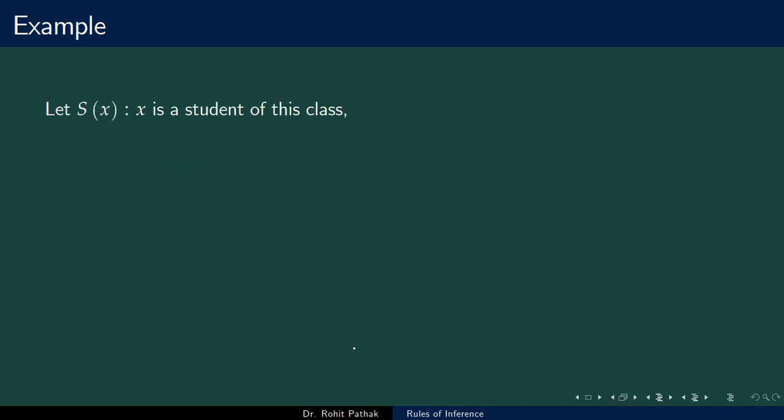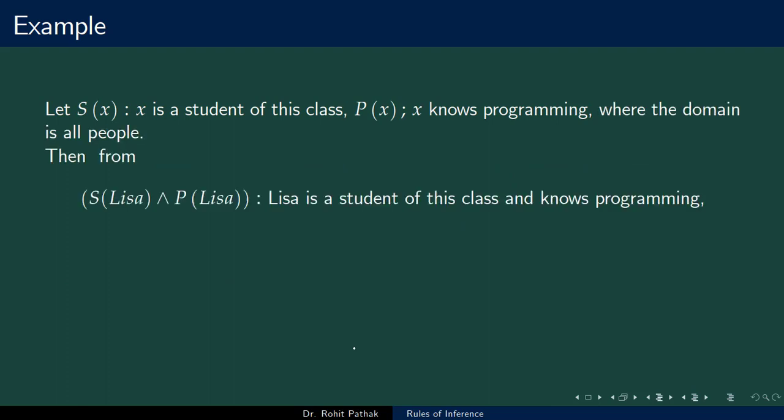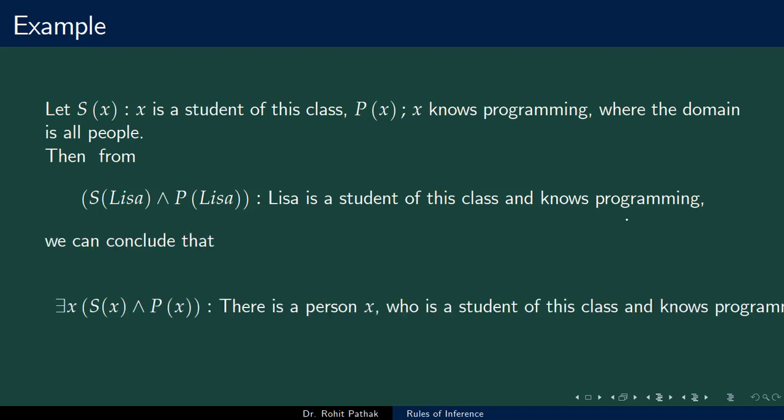For example, let S(x): x is a student of this class, P(x): x knows programming, where the domain is all people. Then from the premises S(Lisa) and P(Lisa), that means Lisa is a student of this class and knows programming, we can conclude that there is a student in this class who knows programming. So there exists x such that S(x), a student of this class, and P(x), knows programming.